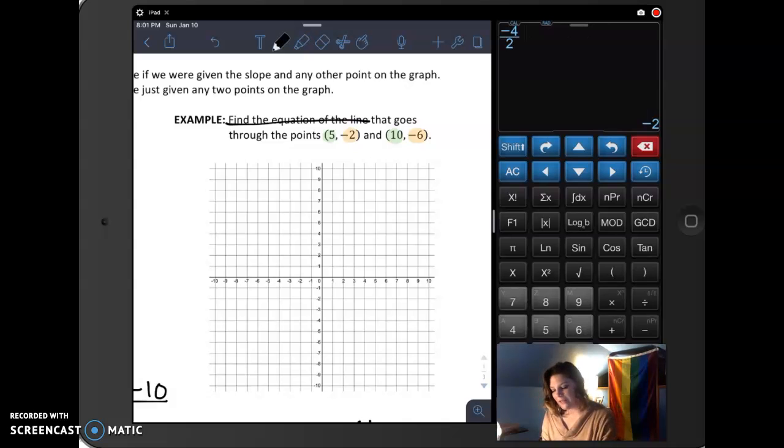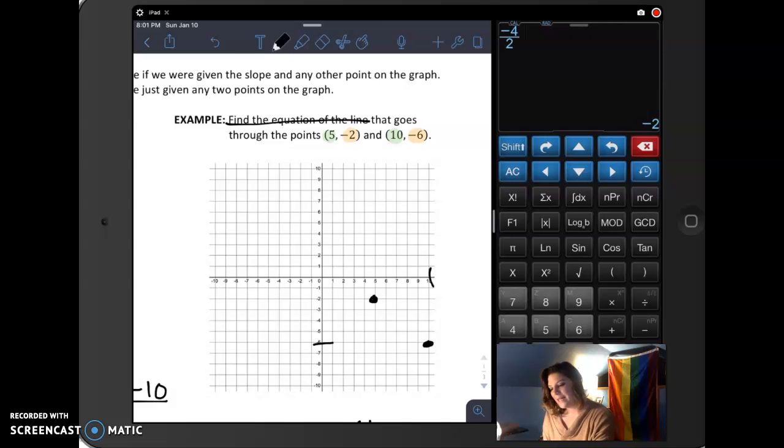So 5, -2 is 5 on the x-axis, 2 on the y. So that point goes right there. I like to erase those marks that I make just to keep my graph nice and clean. All right, the next one is at 10 and then -6. So we're going to put that point right there.